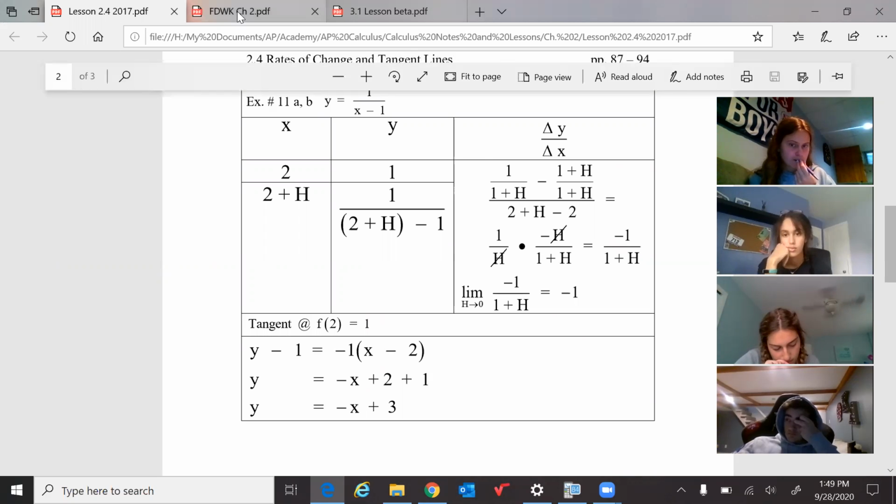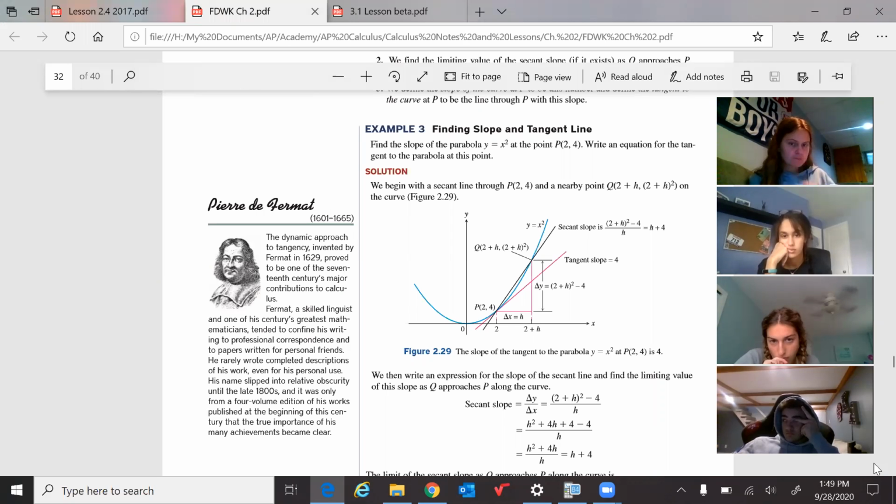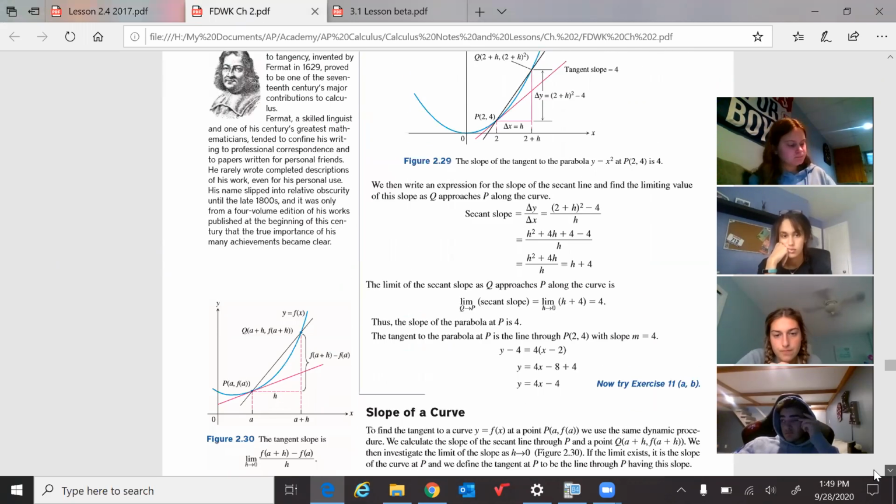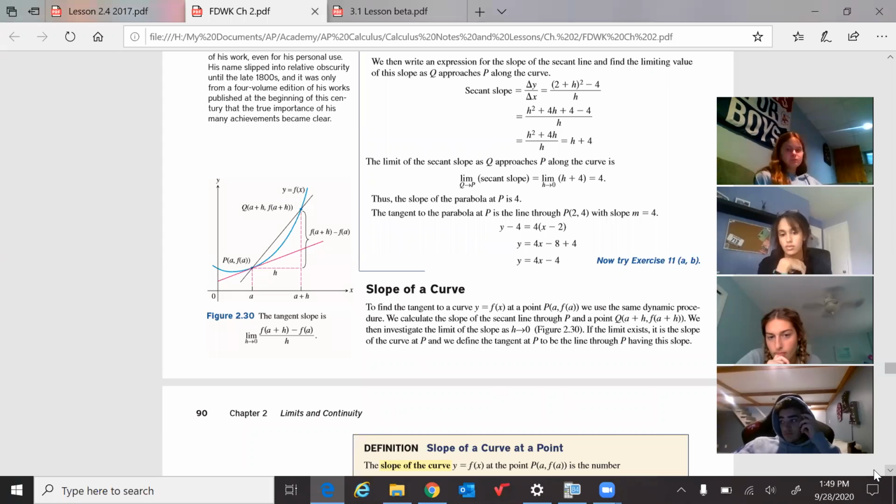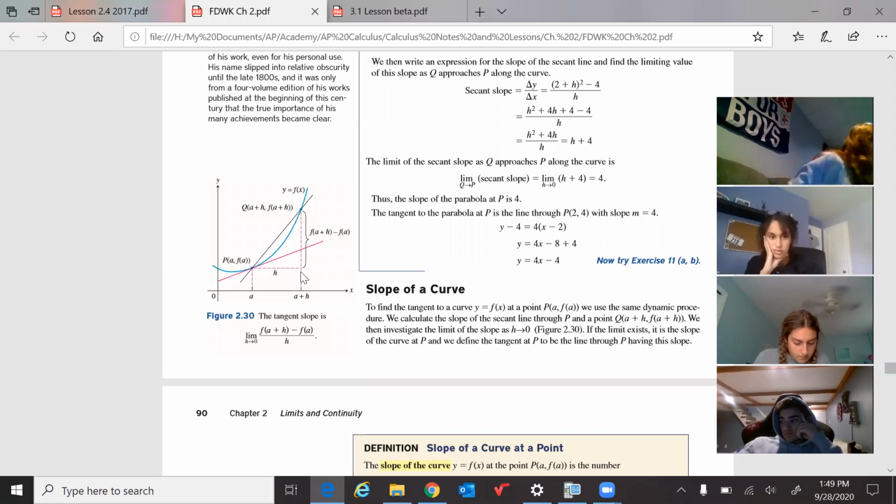So if we go back to the book, this is really helpful. See this picture down here, the bottom corner, figure 2.3. If you click and drag on this point and drag it to the left, that's conceptually what you're doing. You're saying h is going to 0. And by clicking and dragging on that a plus h and dragging it to the left, you're bringing the secant black line to map onto that red tangent line.